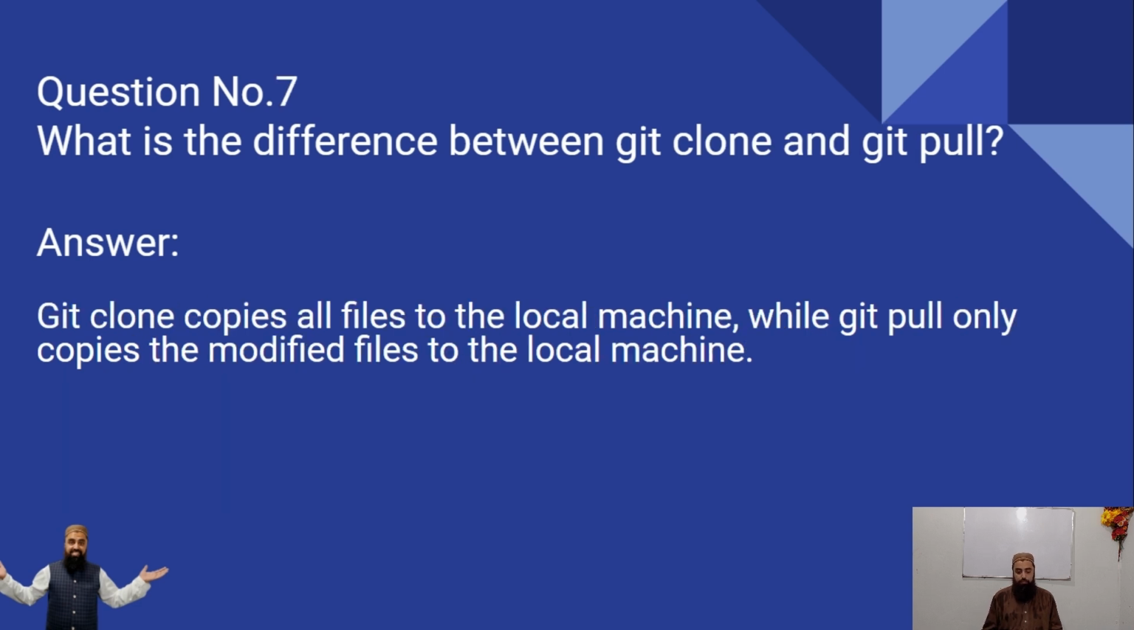Question number 7, what is the difference between git clone and git pull? So this is also an important question. Both commands actually bring changes, and what is the difference? The difference is git clone copies all the files to the local machine. When we run git clone with the repository URL, it means that everything on that repository will be downloaded, whereas git pull only copies the modified files to your local machine. And once cloned, we can use git pull again and again to download the modified files to the local machine.